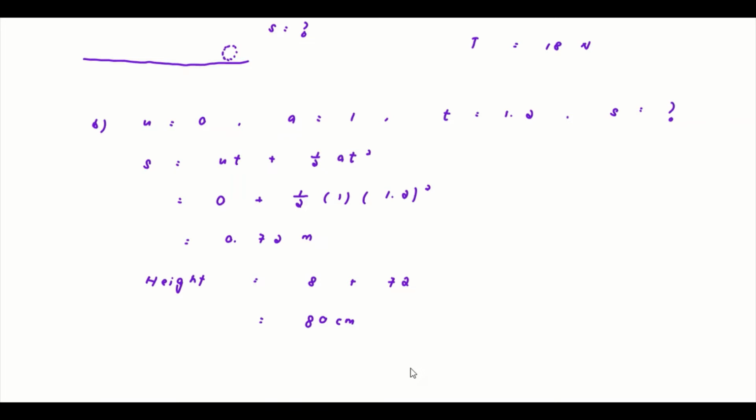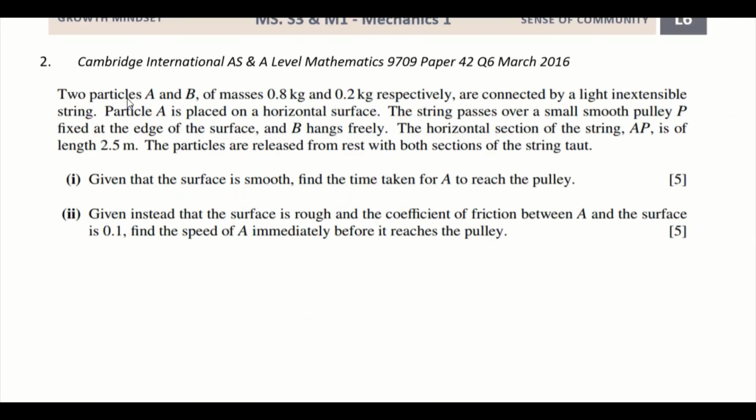Then after that, we move on to number two. Alright, number two. So this is a question from paper 42, March 2016. Yeah, so two particles A and B of masses 0.8 kg and 0.2 respectively are connected by a light inextensible string. So particle A is placed on the horizontal surface. So the string passes over a smooth pulley P fixed at the edge of the surface. So this is the pulley. Okay, so that's a string here. Then after that, B hangs freely.